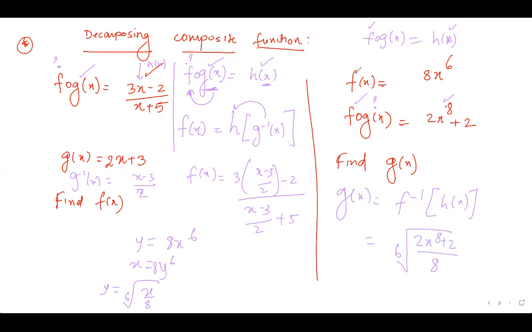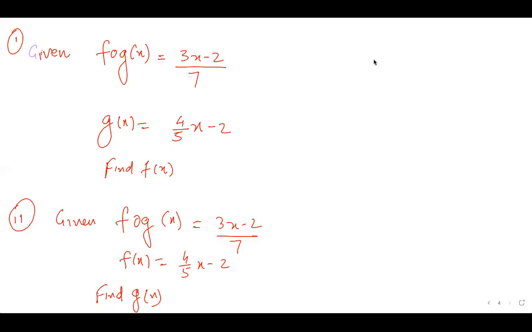So you can see the two differences. If you have been given the inside one and you want to find the outside one, then you use this logic. If you've been given the outside one and you want to find the inside function, then you use this logic. This is called decomposition of your composite function. Let us try to take two more examples on this.